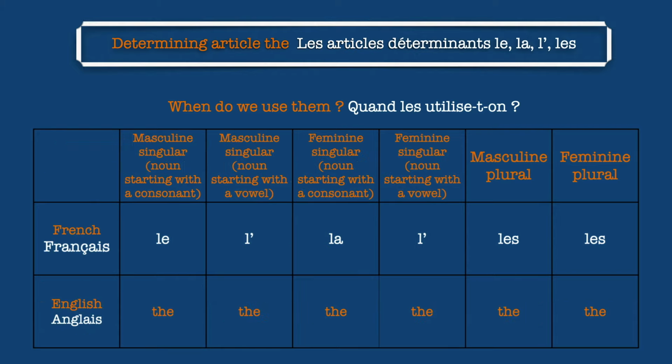Now a little sum up of what we have just seen, and also the difference between French and English. So we can see that in French, there are 6 cases, where in English, we always use the same word. You will get used to it with practice.